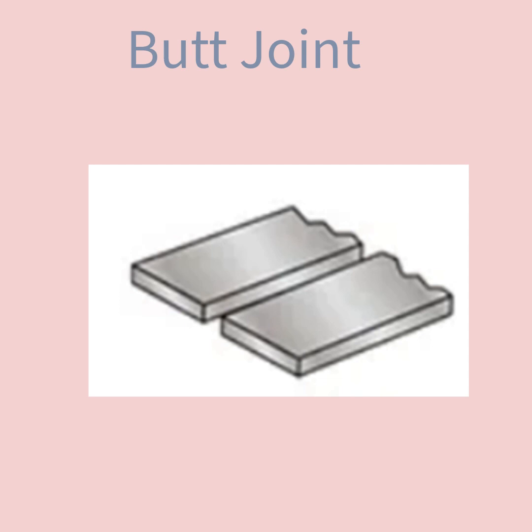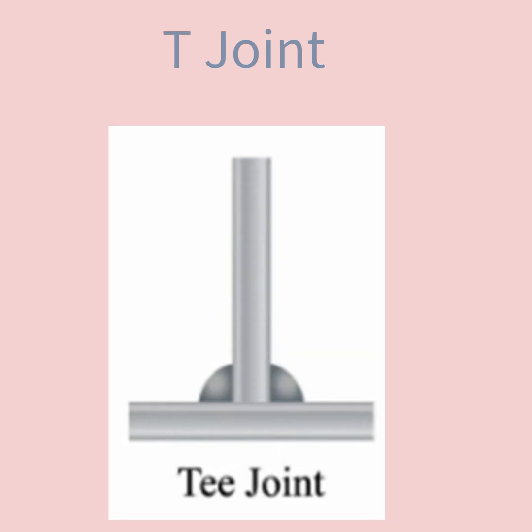First one is butt joint. Importantly, in a butt joint, the surfaces of the workpieces being joined are on the same plane and weld metal remains within the planes of the surfaces. Now, the second is T joint.